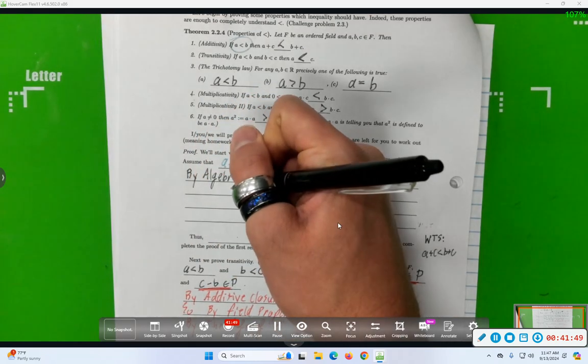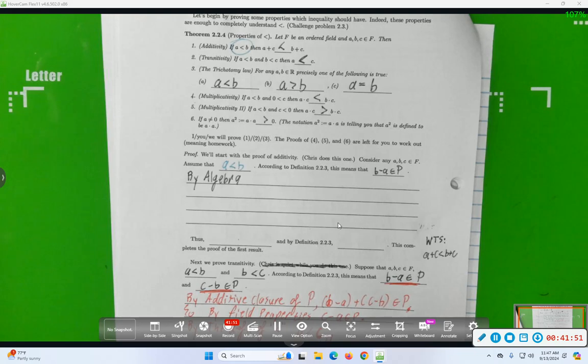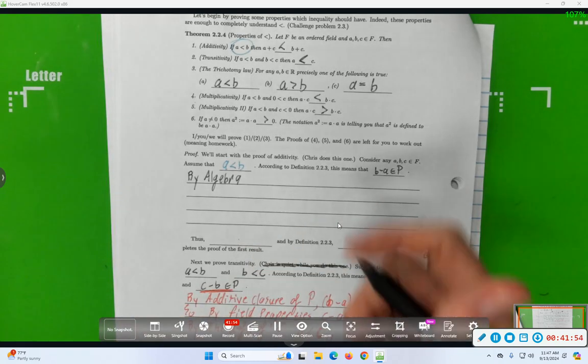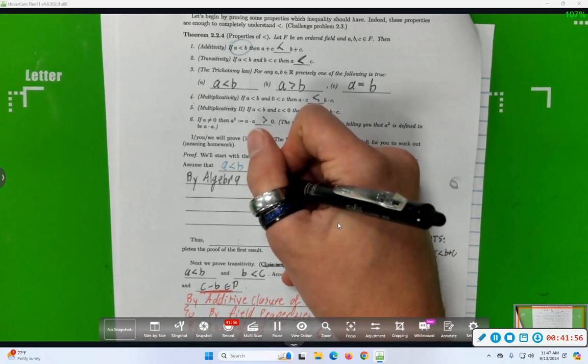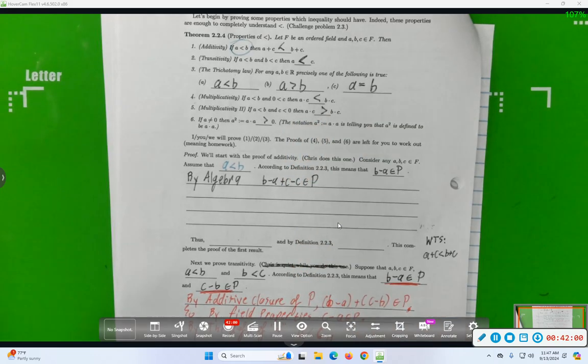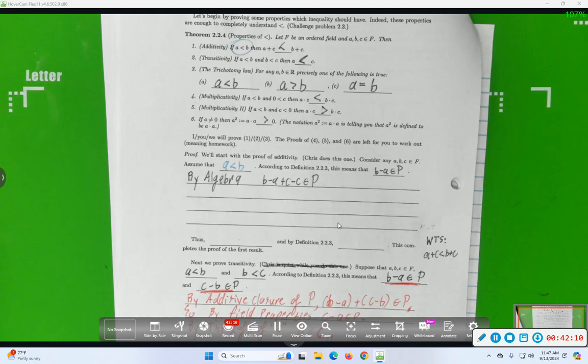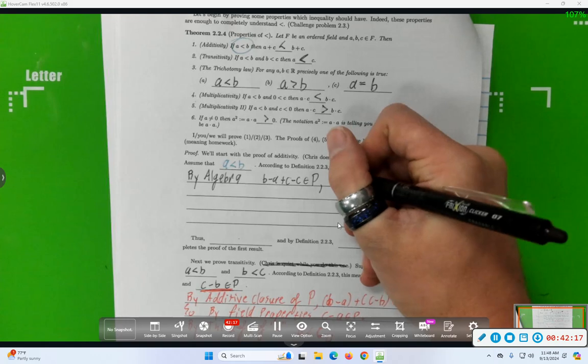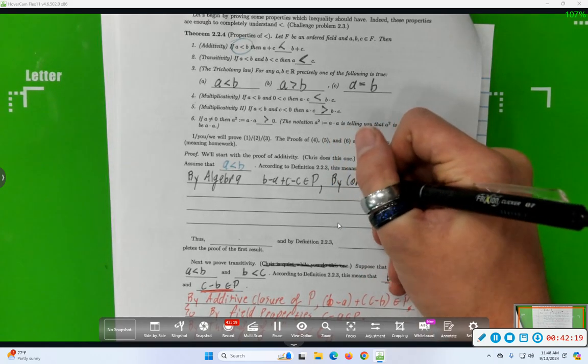I don't care about you citing which field property you use at this point. By doing some algebra, B minus A, you said plus C minus C? Nice. You can add and subtract something. If you always have to go through the axiom of the additive identity and the axiom of the additive inverse, everything's going to take forever. So don't do that. Okay, why is that helpful? Because now I can say by algebra B plus C minus A plus C is in P.